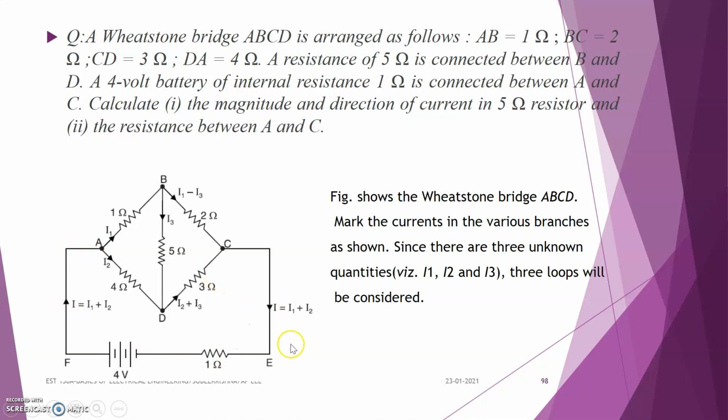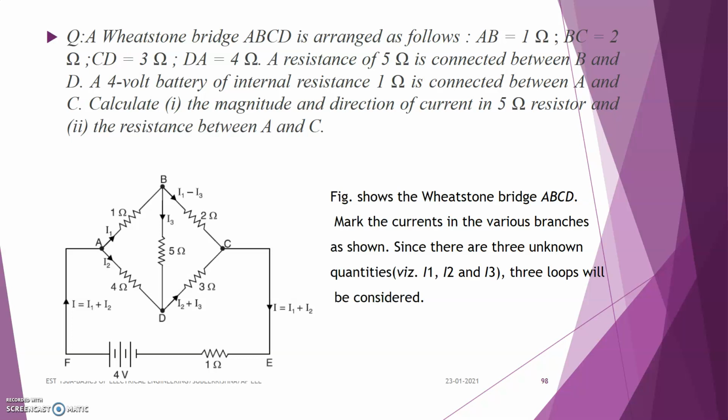Calculate the magnitude and direction of current in 5 ohm resistor and the resistance between A and C. So this is the 5 ohm resistor. We have to calculate the magnitude and direction of current in the 5 ohm resistor, and second we have to find out the resistance between A and C. So the figure shows the Wheatstone bridge ABCD.